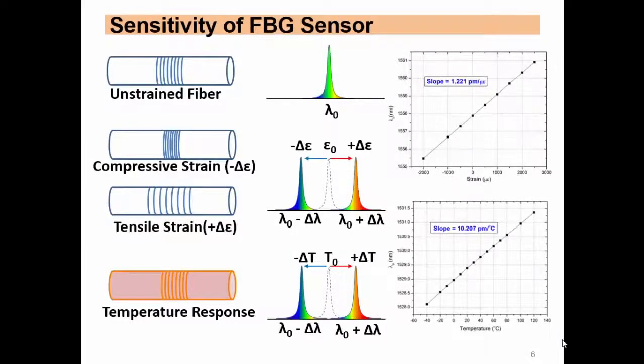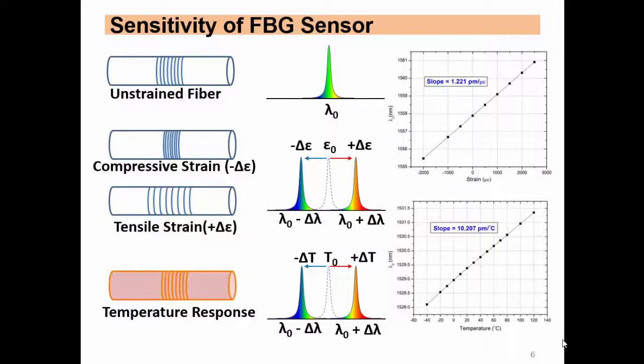In this slide, we are showing the sensitivity, how the sensor works. Suppose an unstrained fiber with a particular pitch gives a wavelength lambda 0. If there is a compressive strain, there will be a blue shift, and if there is a tensile strain, there will be a red shift. The graph shows a slope of 1.22 picometer per microstrain. But this sensor is sensitive to temperature also.